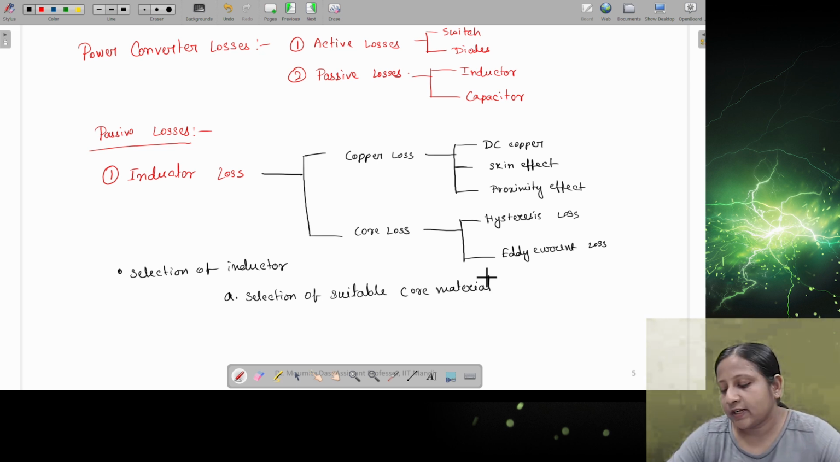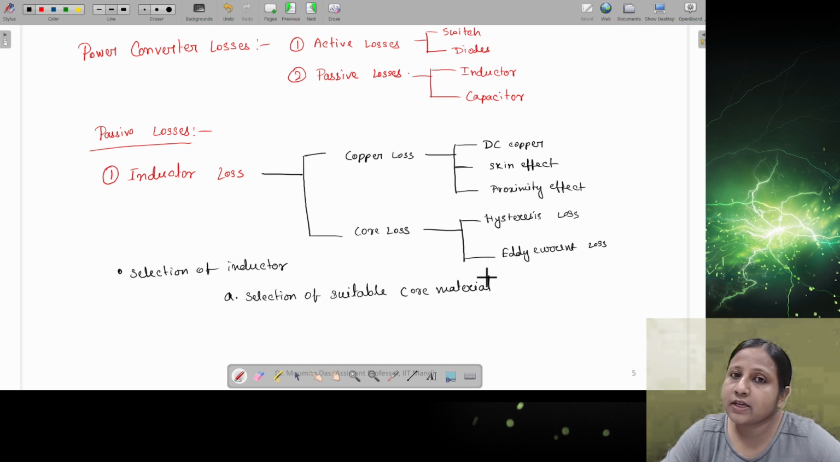When I say core material, there are different types of core materials, right? Some are suitable for low frequency, some for medium frequency, some for high frequency. Now as I am discussing wide bandgap devices, the material in use for silicon based applications may not be suitable. So we have to select the core material which is suitable for high frequency operation. This will again give us much lesser copper and core losses, right?